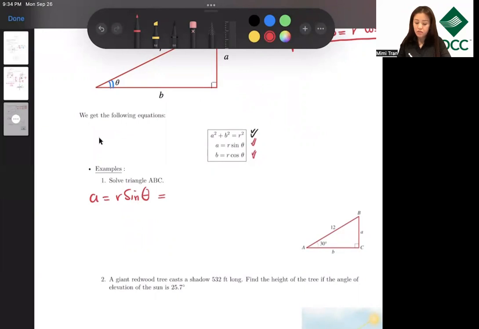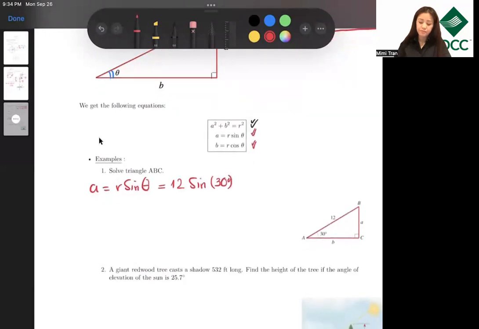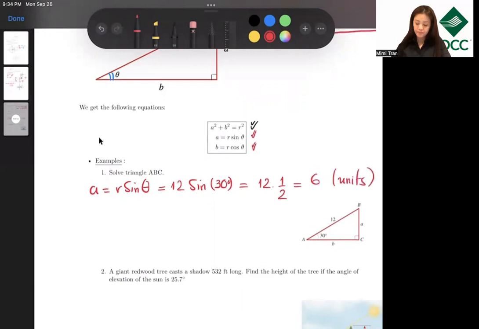R is the radius, which is 12. Sine of theta here, the angle is 30 degrees. Sine of 30 degrees is 1/2, right? So 12 times 1/2 is 6. I don't know what the units are, so I'm just going to say units. So that's a.